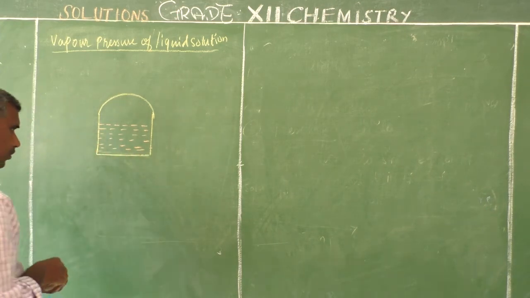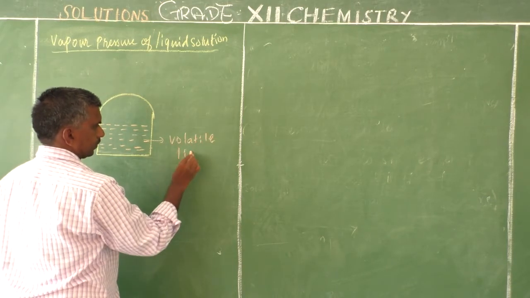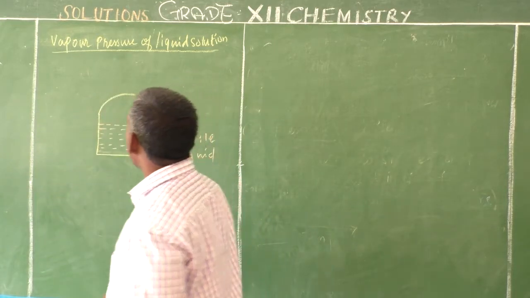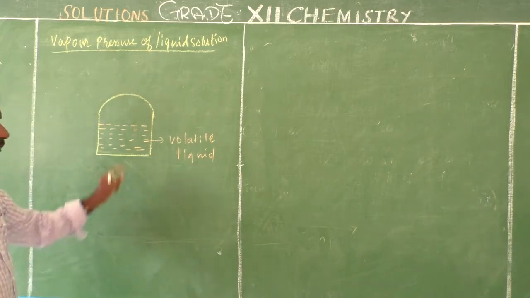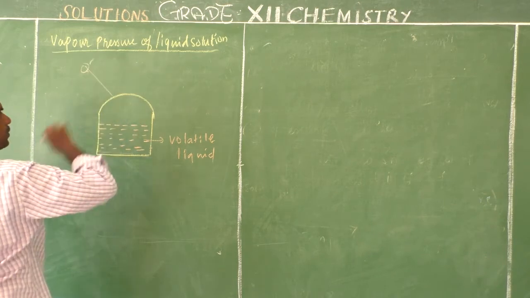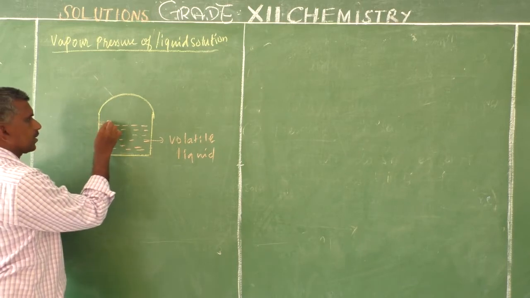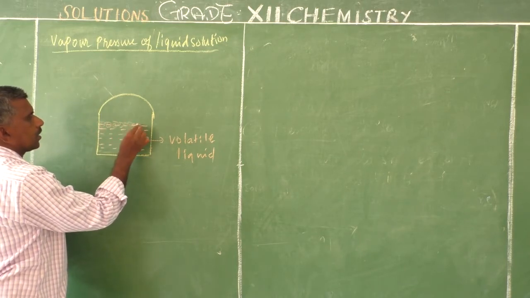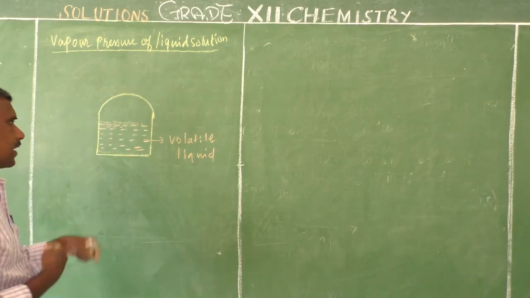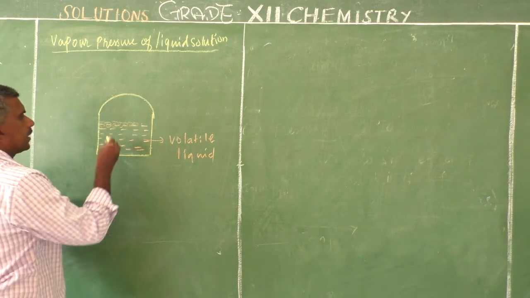This is a volatile liquid. What happens when it is kept open versus in a closed vessel? In sunlight, the temperature rises. The liquid at the surface absorbs heat from the surroundings, so its kinetic energy increases, and then it evaporates.